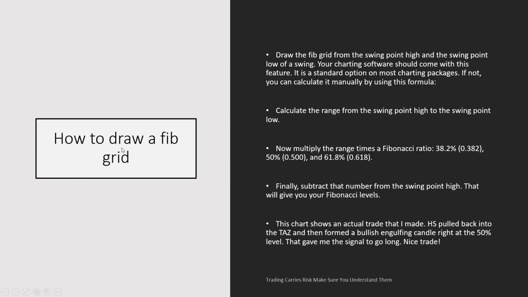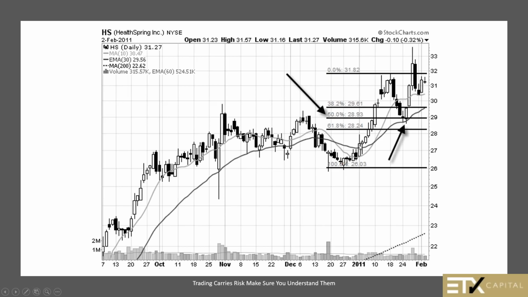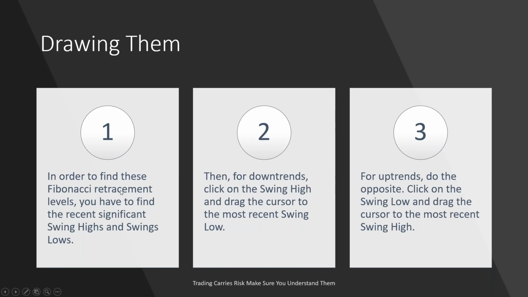So let's talk about how to put these on our charts, because they're not very complicated to put on our charts either. We simply use the Fibonacci tool, and the Fibonacci tool will pull them right onto our chart. In order to find these retracements, you have to find a recent significant swing high and swing low. And you need to find a trend that has ended. You're not using the current trend, you're using the last uptrend or the last downtrend.